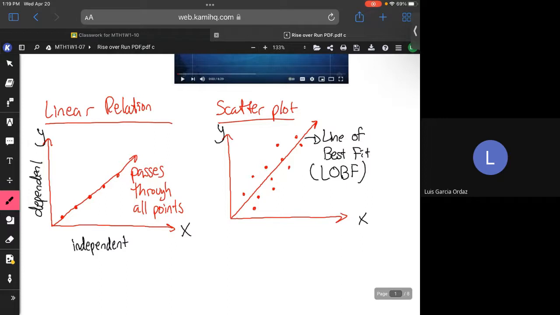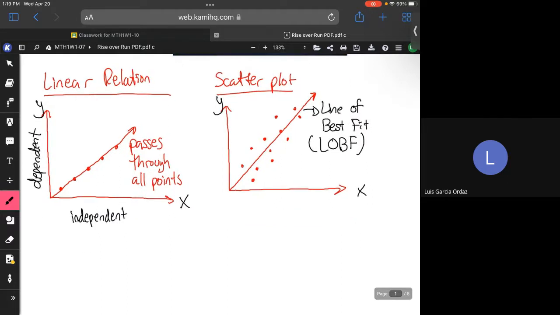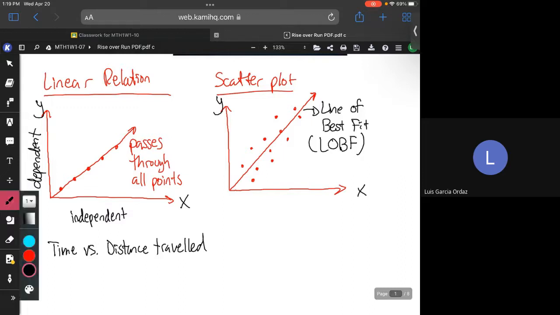Perfect. So if I have something like time versus distance traveled, which one do you think is going to be my independent and which one's my dependent variable? Does my time depend on my distance, or does my distance depend on how much time I spent on the road? Isn't it the time? Yep, the time is your independent variable and the distance is dependent. Think about it this way: if I'm going on a trip, how far I drive depends on how long I'm on the road for.